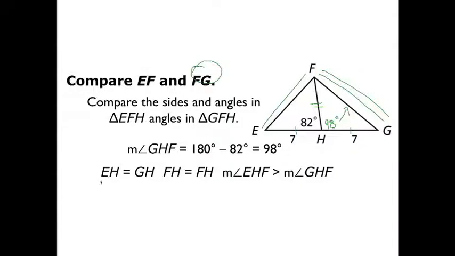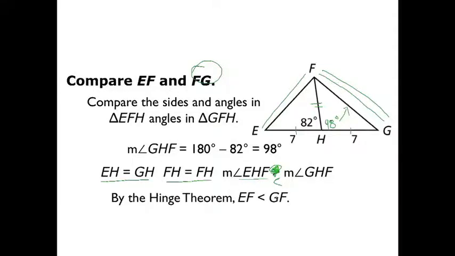Here, these are the two 7s. This is my reflexive property, that FH is equal to itself. And here I knew that angle EHF, sorry, I'm looking at this and it's stated wrong. Fix that. The measure of angle EHF is actually less than the measure of angle GHF. GHF is the 98-degree angle. Okay, so just ignore what was here before and realize that this angle is actually smaller than the other angle.